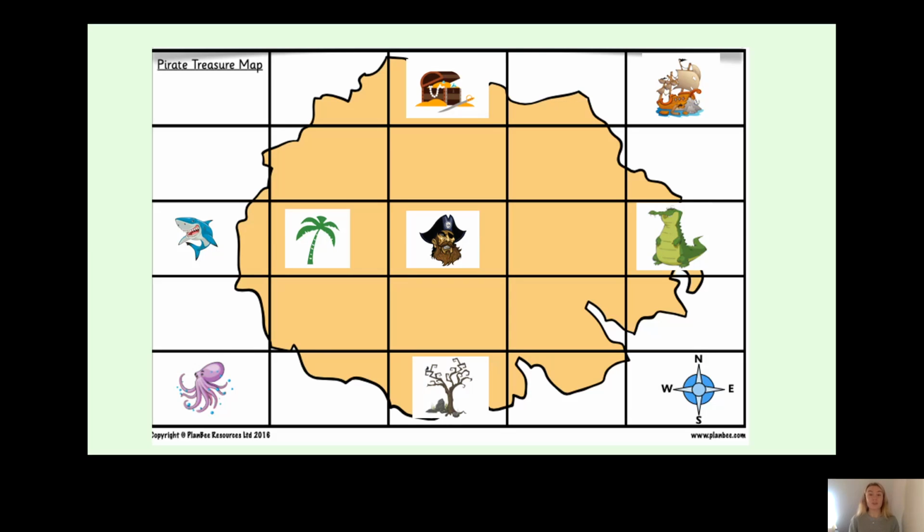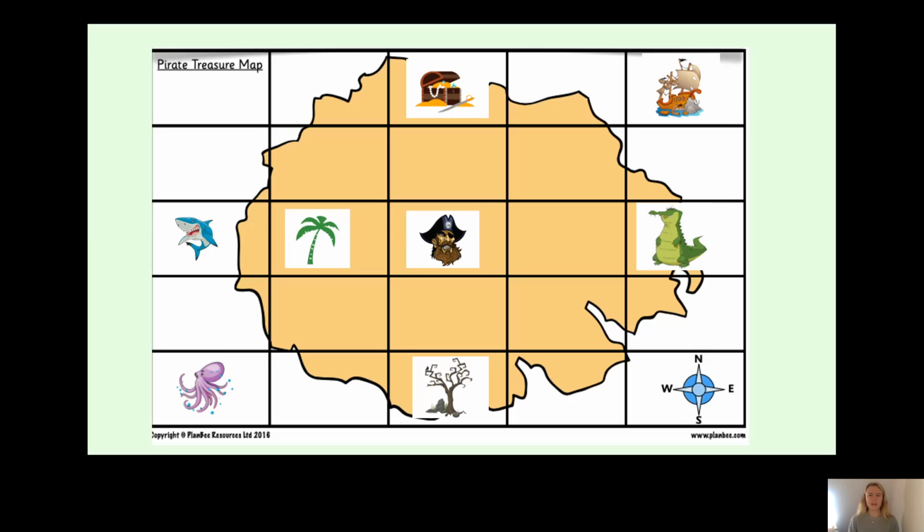Look at the compass rose again, and that will help you. What would he get to if he went west? Yes, you're right, he'd get to two different things, wouldn't he? First of all, he'd get to the palm tree, and after that, he'd get to the shark. Well done. Now, what if the pirate started at the treasure chest and he wanted to get to the ship?